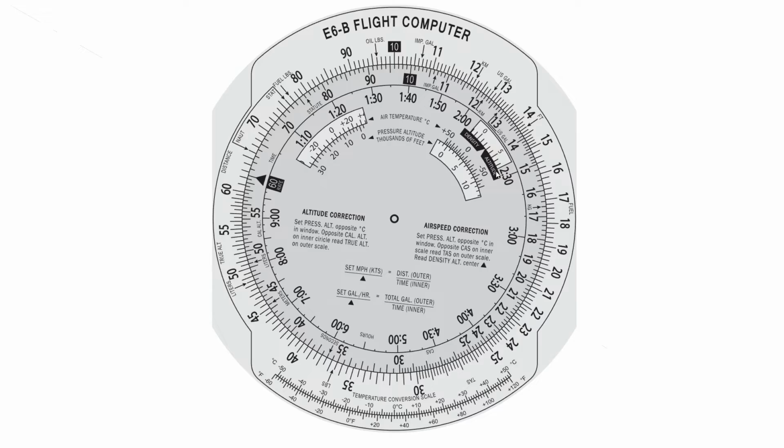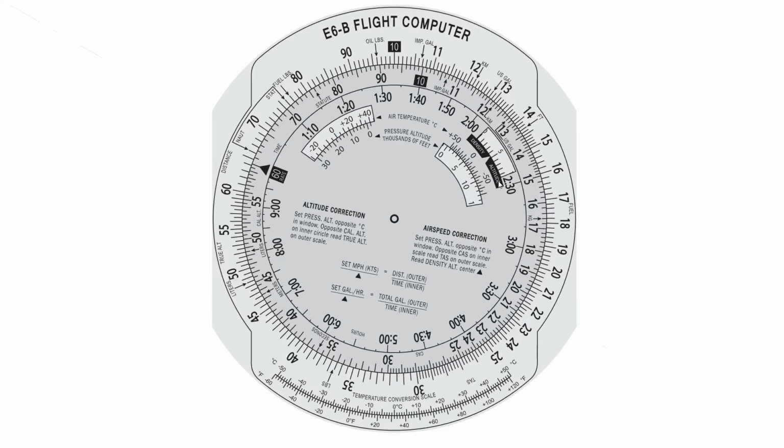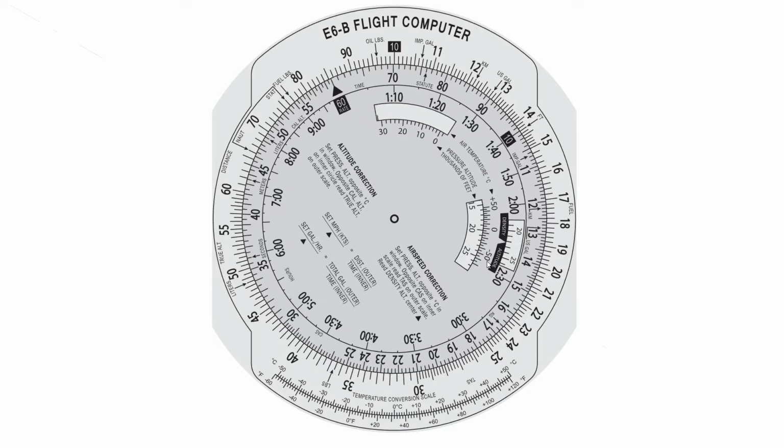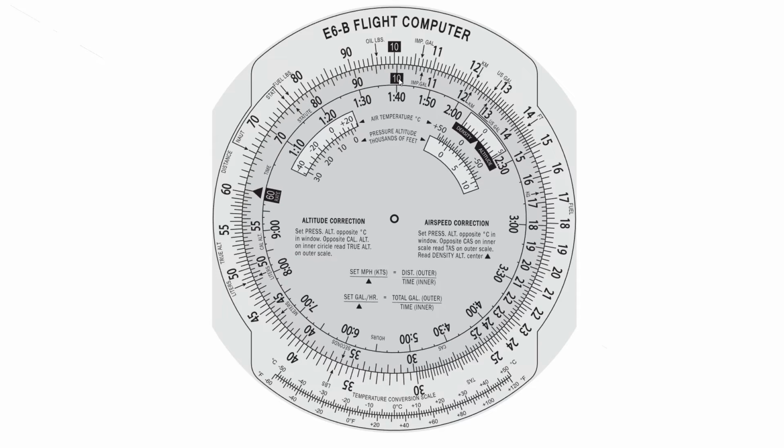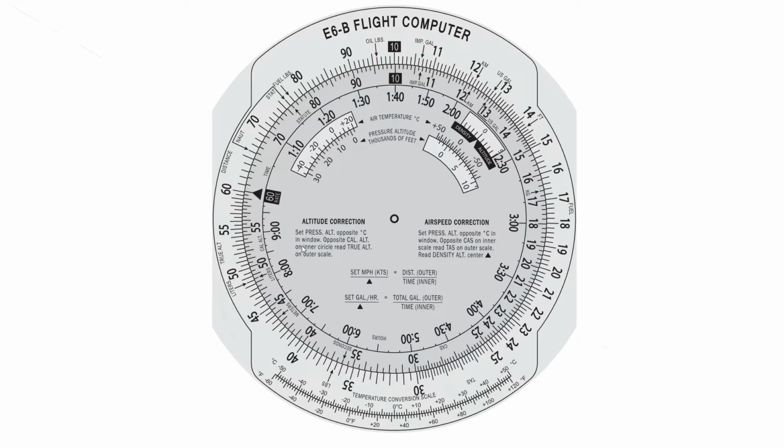Let's do another example here, going the other way. If we're at 20,000 feet and it's 20 degrees Fahrenheit, and we're going 100 indicated, our true airspeed is actually about 149 or 150. So there you go, as simple as that.